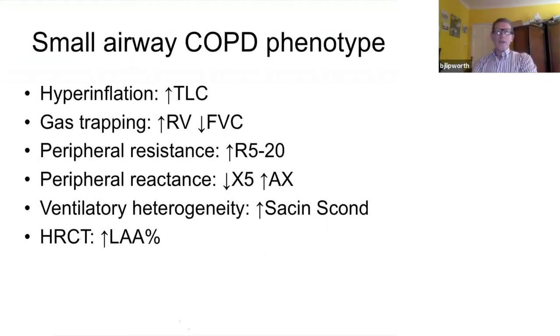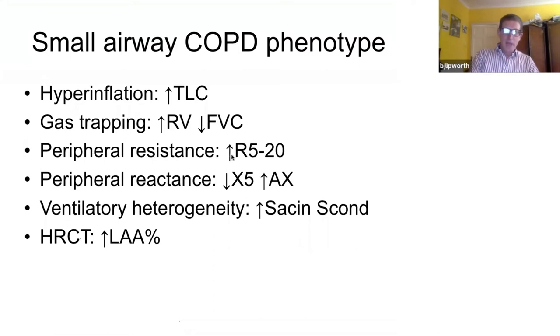What would we consider to be a typical phenotype of a patient with COPD who's got small airways disease? Most patients with COPD have small airways disease, to be honest. We'd expect them to have hyperinflation, in terms of an increased total lung capacity. We'd expect evidence of air trapping or gas trapping, in terms of an increased residual volume. And when the residual volume goes up, by definition, the vital capacity goes down.